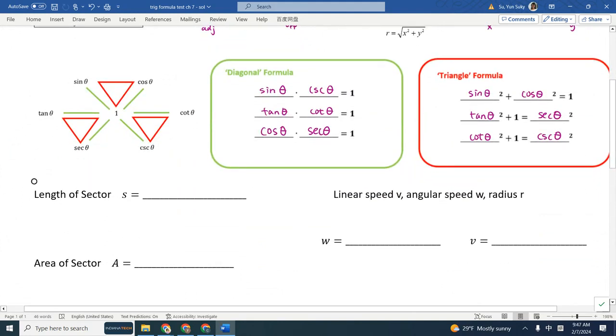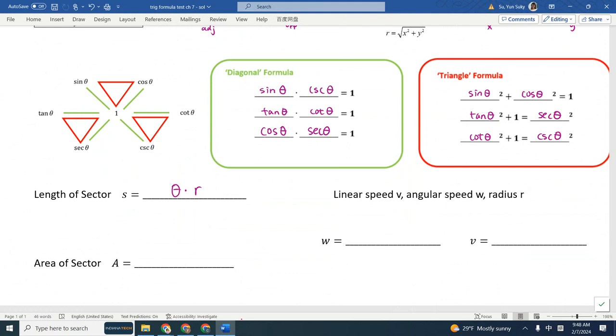The next one, I ask the whole class. Do you remember the length of the sector? S equals theta r, theta times r. This is actually how we define radian. It's the ratio of the length of the sector over the radius. Okay, everybody?